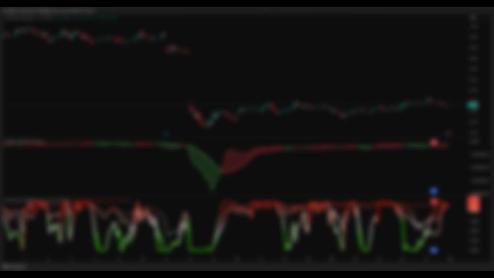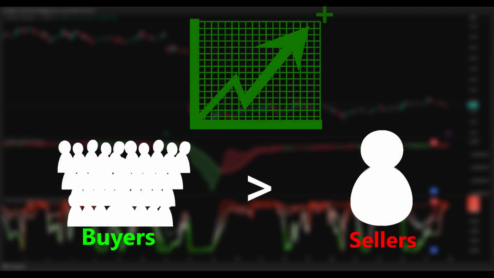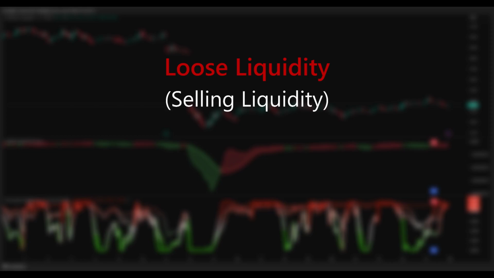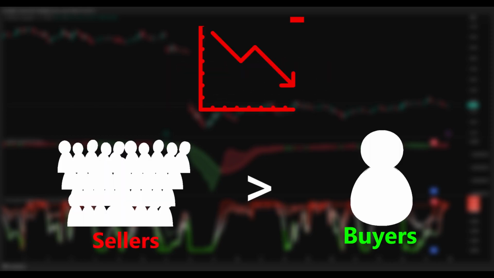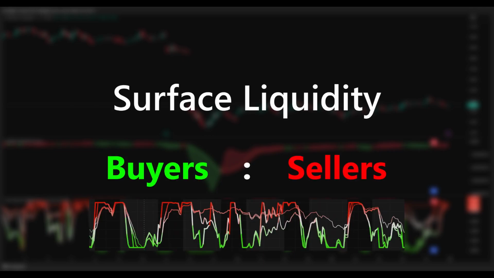Liquidity. Tight liquidity or buying liquidity: more buyers than sellers, leading to price increases. Loose liquidity, selling liquidity: more sellers than buyers, leading to price decreases. Surface liquidity: short-term buying or selling activity that measures how tight or loose liquidity is compared to previous periods and is seen in the context of a larger time period of change in one direction.